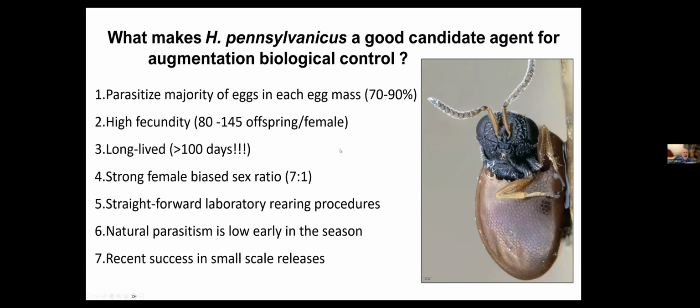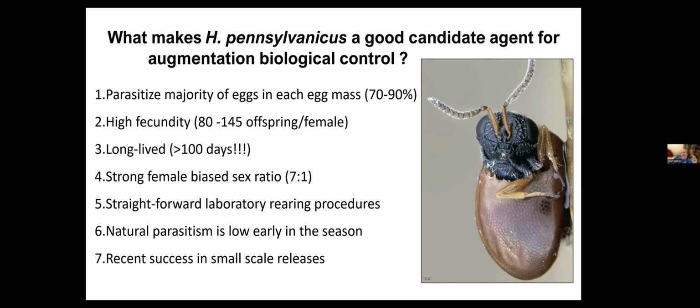So here it is again. It parasitizes, as I showed, most of the egg mass, high fecundity. If they don't lay eggs, they can live for quite a while. If they lay eggs, they don't live that long. They do overwinter as adults, though, so they live quite a while over the winter. And there are only a few males amongst them. This is very common with the parasitoid. Sean has worked out how to rear them in the laboratory. And as I mentioned, the natural parasitism is very low early in the season.